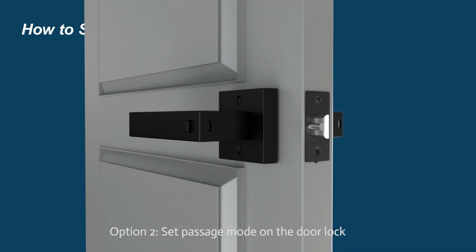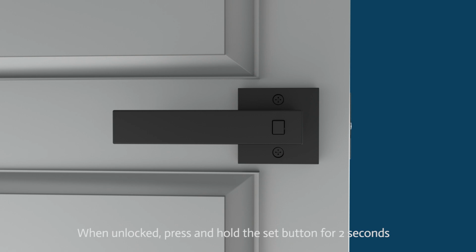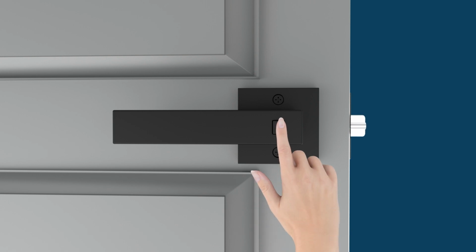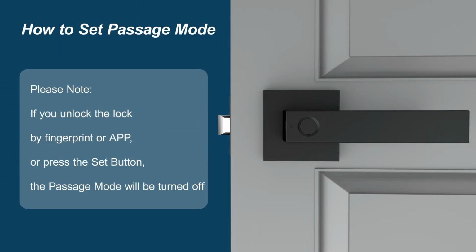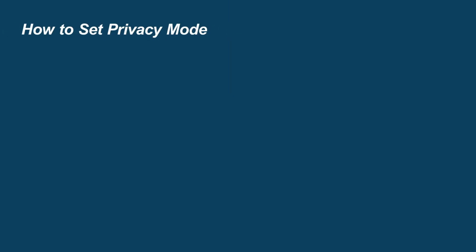Option 2. Set passage mode on the door lock. When unlocked, press and hold the set button for 2 seconds. Please note, if you unlock the lock by fingerprint or app, or press the set button, the passage mode will be turned off. How to set privacy mode?